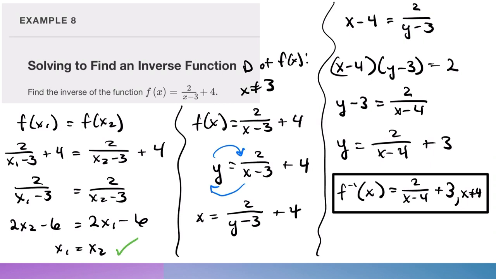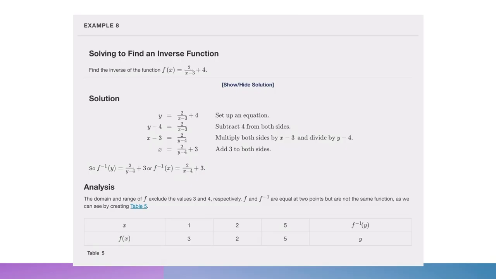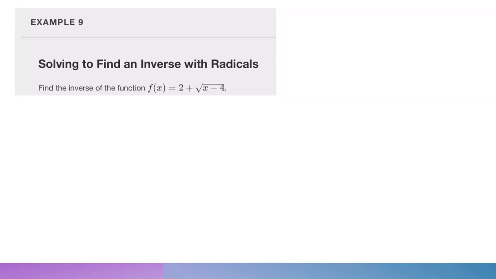All right. So we got 2 over x minus 4 plus 3, where x is not equal to 4. Yeah, 2 over x minus 4 plus 3. So yeah, we're good. So find the inverse function of this.